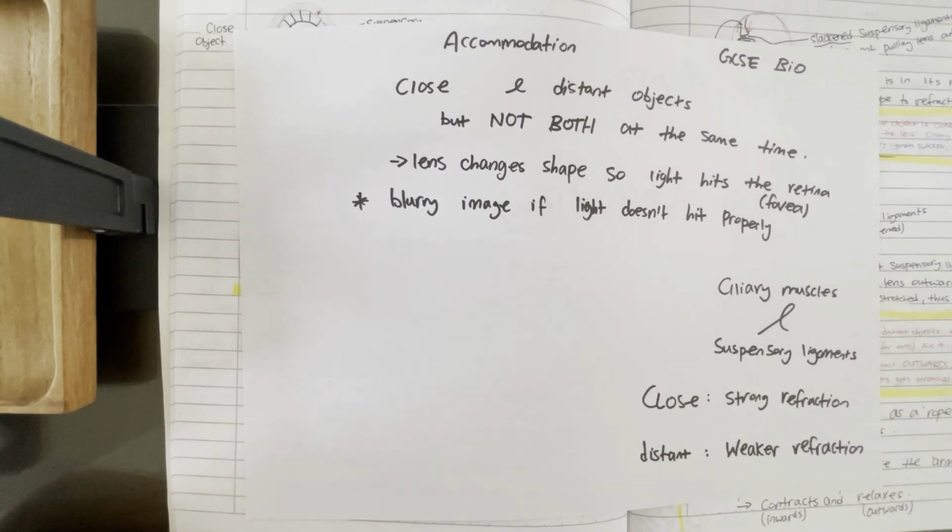All right, before we get into what accommodation is, we first need to know what the purpose of it is. So it's to help us focus on close and distant objects. Our eyes can't focus on both close and distant at the same time. So the lens that refracts the light in order to hit the retina needs to change to ensure that the light hits the retina properly, and therefore a blurry image is not created. And by the way, the fovea is just the most sensitive part of the retina.